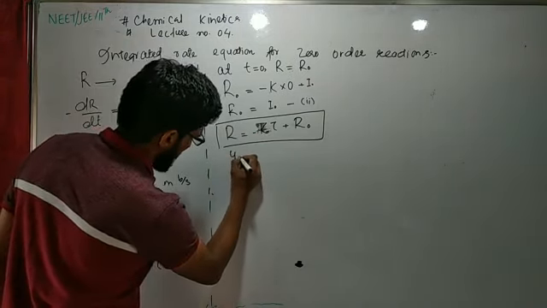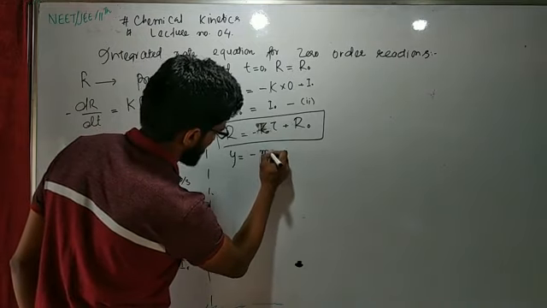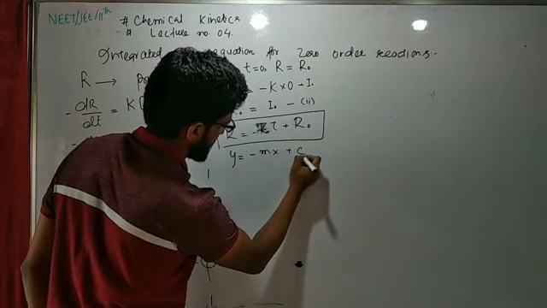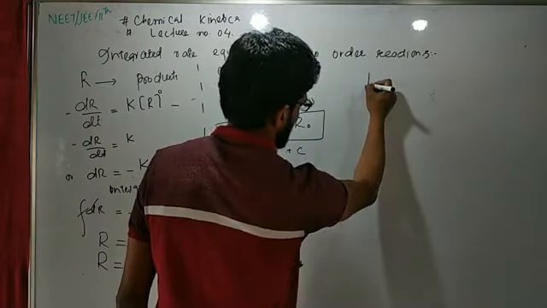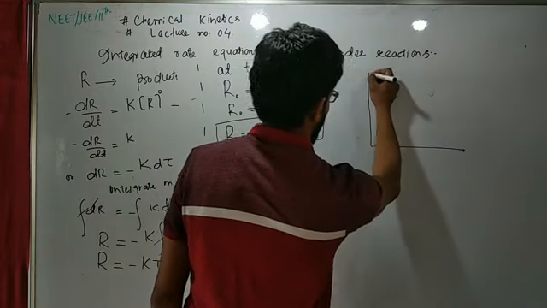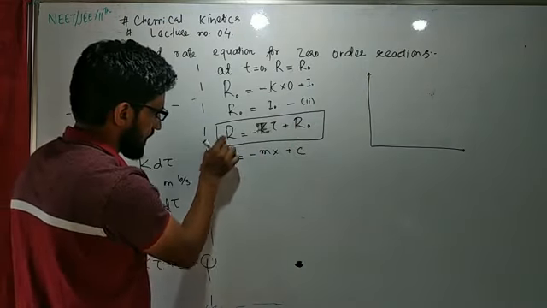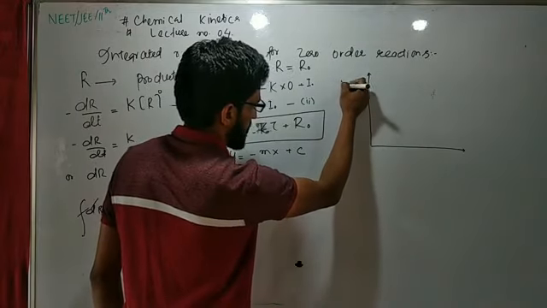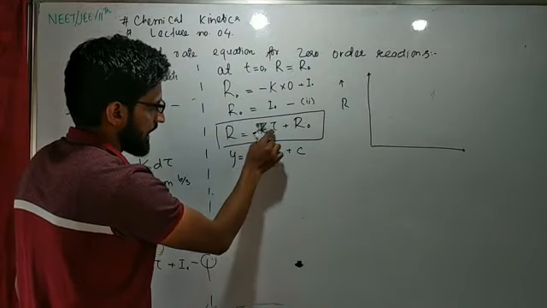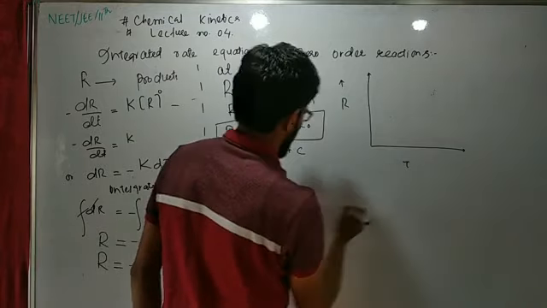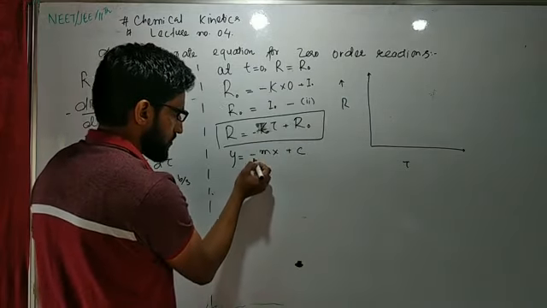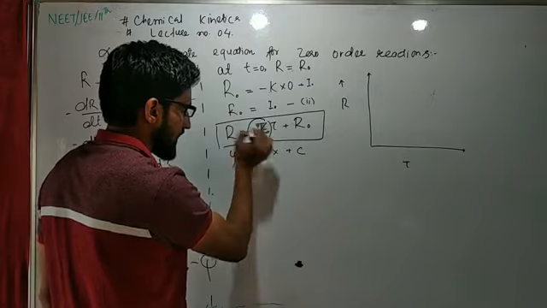Now you can compare this equation with this. y is equal to minus mx plus c. Here, in place of y you can write r. That means on plotting a graph between r and t, we will have a straight line equation. Its slope will be equal to negative, that is, minus k.